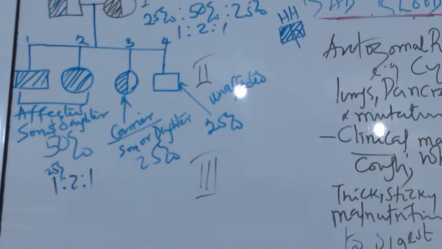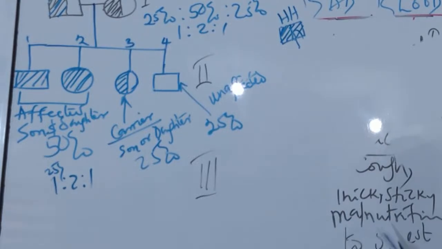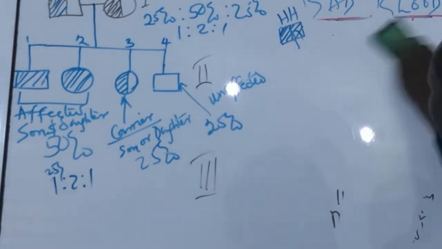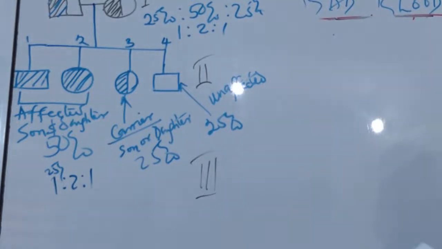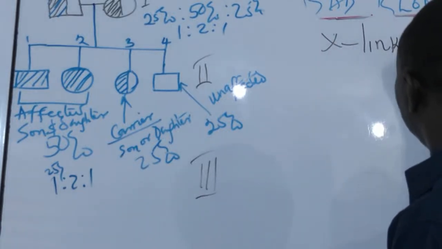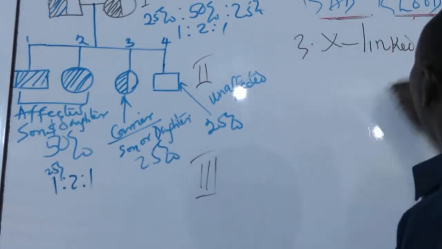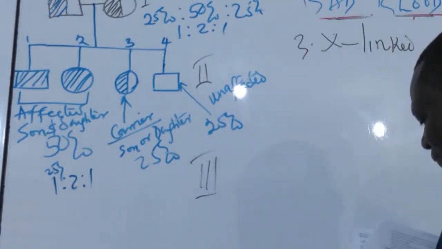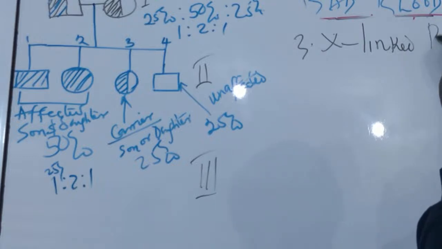So let's go to condition 3, which is X-linked recessive traits or inheritance. X-linked recessive inheritance, okay?